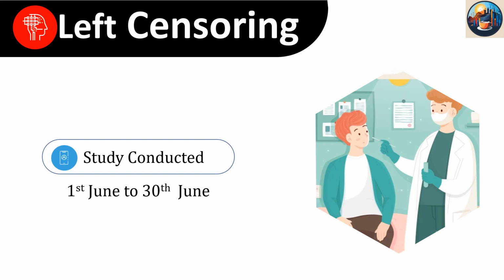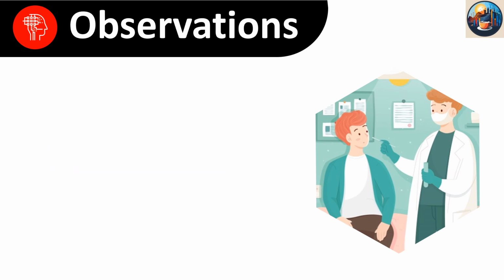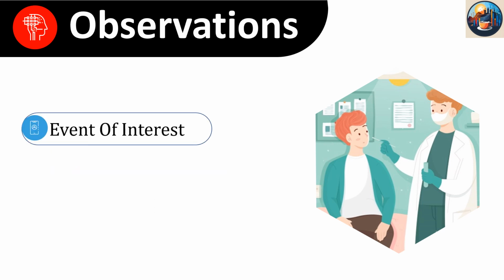Suppose the study was conducted from 1st June to 13 June, and one patient's progression of health condition started before 1st June. So this is the pure case of left censoring. From this example, we can get some observations. First observation is the event of interest. In this case, the event of interest is the progression of health condition, which exactly happened before the study was conducted. In particular, in this case, before 1st June.